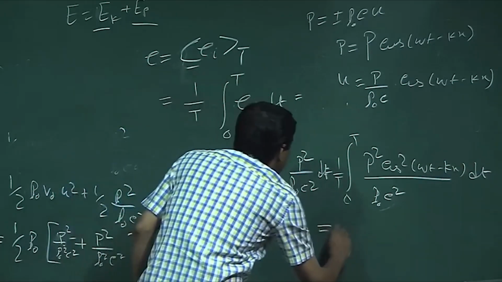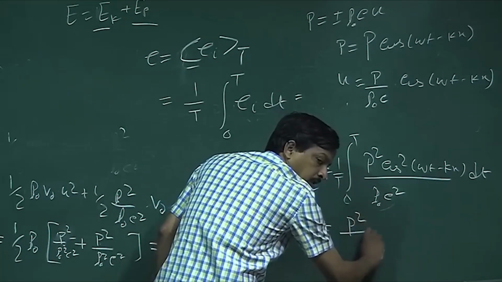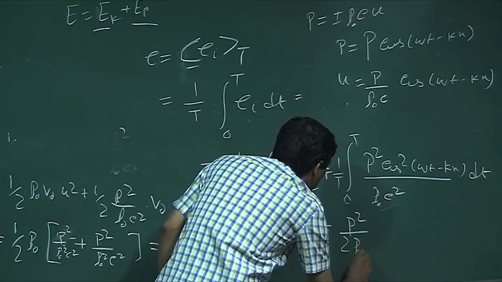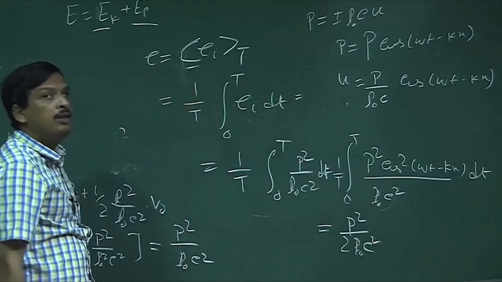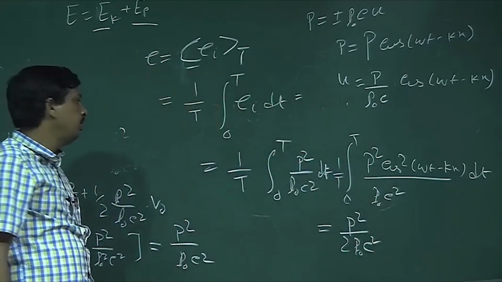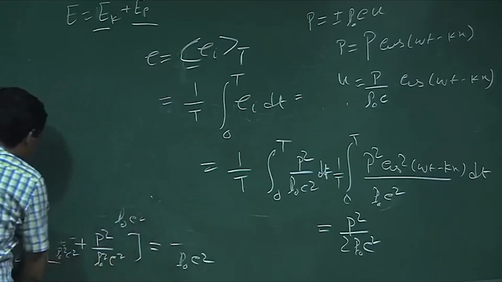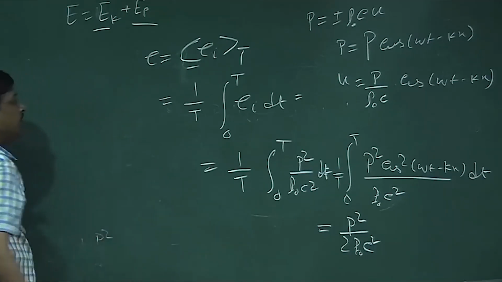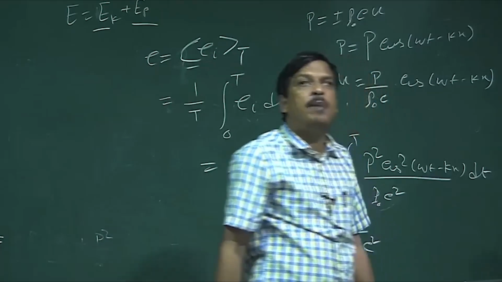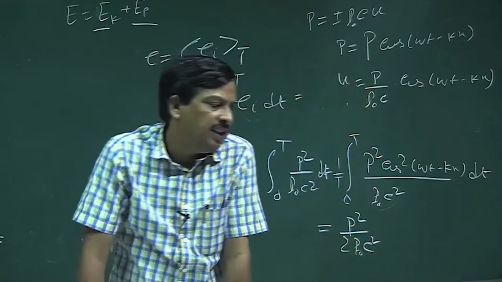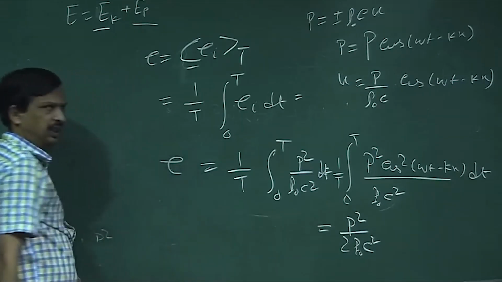Okay. If I take the integration, it will be P square by 2 rho 0 C square. So, P square by 2 rho 0 C square is the average energy density. Still we are not getting the energy, power and intensity. So, what is energy? This is the average energy density E.